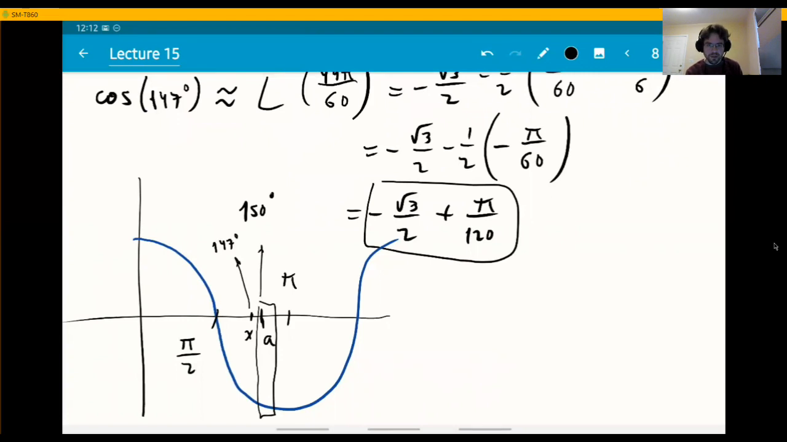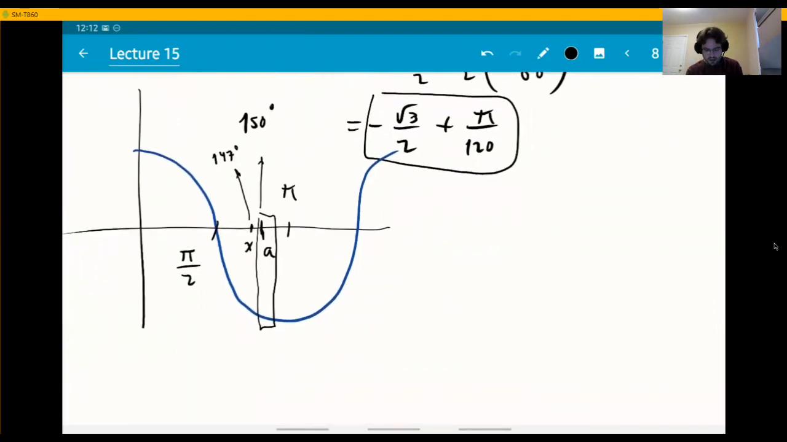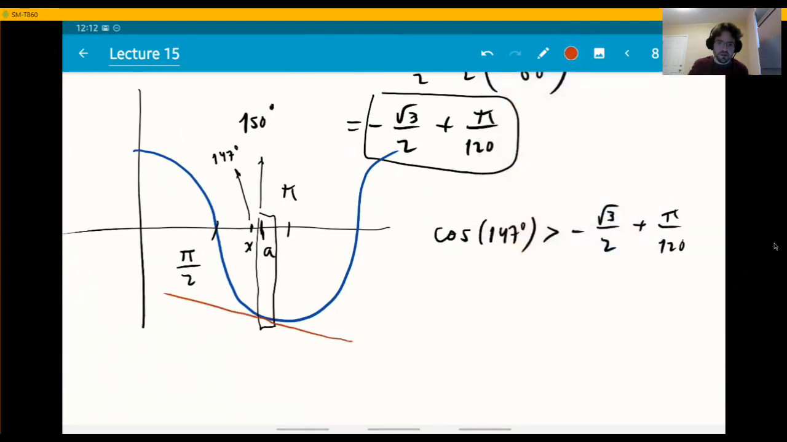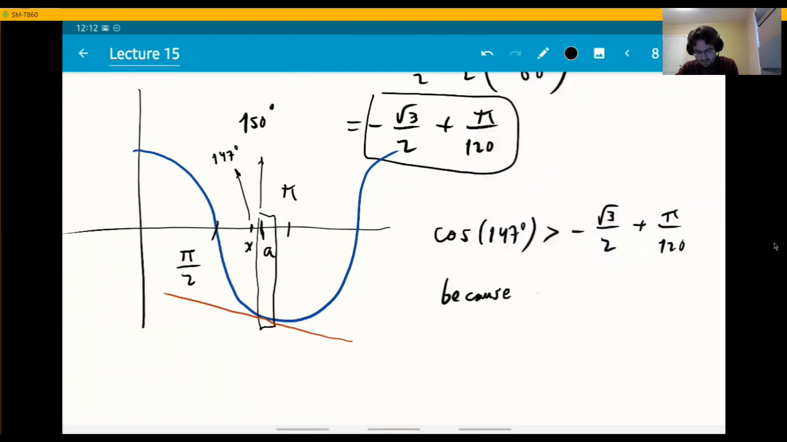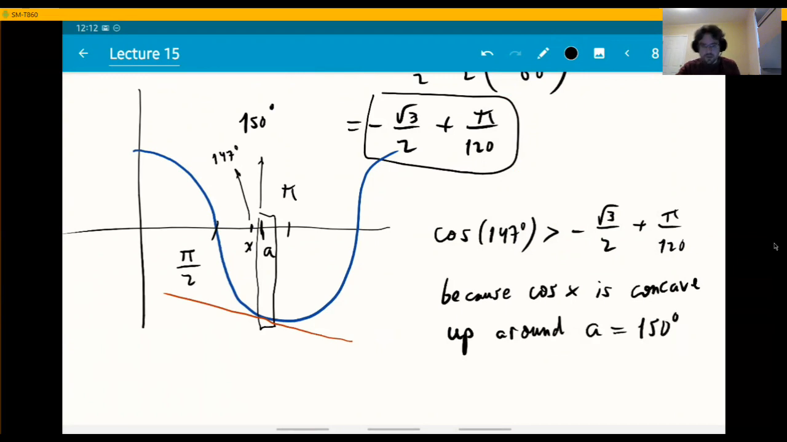It's concave up. So we can say the actual value of cosine, the blue graph, is larger than the approximation that we found. Because if the graph is a smile, the tangent line, the red line, is below it. So because cosine x is concave up around a equals 150 degrees.